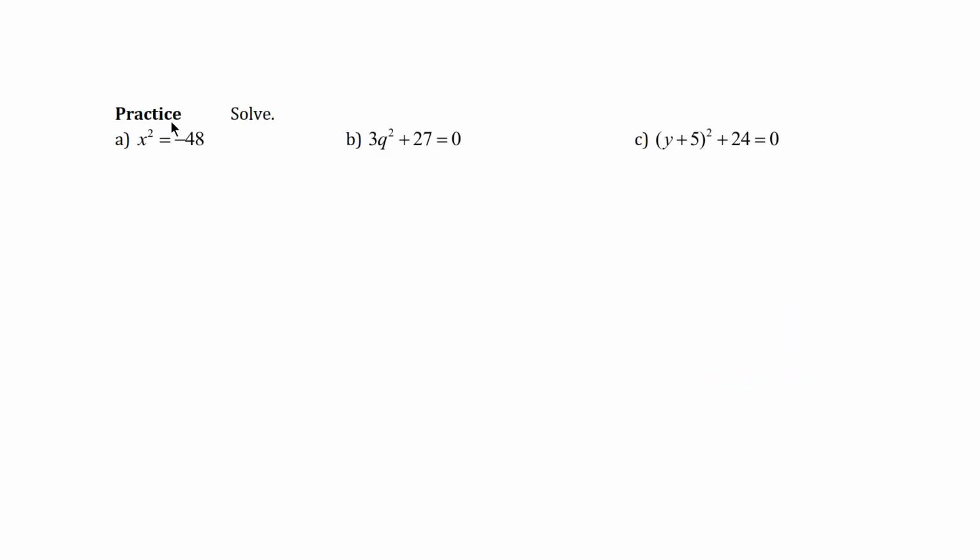Next, we have a practice problem, solve. For part A, we have x squared equals negative 48. For part B, we have 3q squared plus 27 equals 0. For part C, we have parentheses y plus 5 squared plus 24 equals 0. Alright, so go ahead and pause the video, solve each problem, and check back with the video to see the solutions.